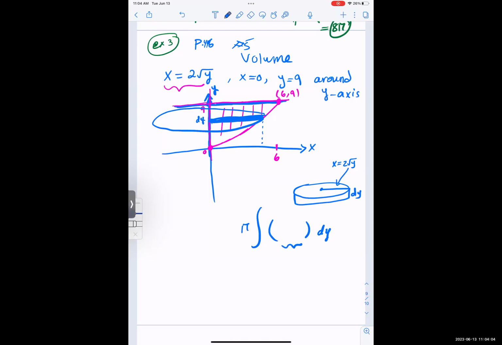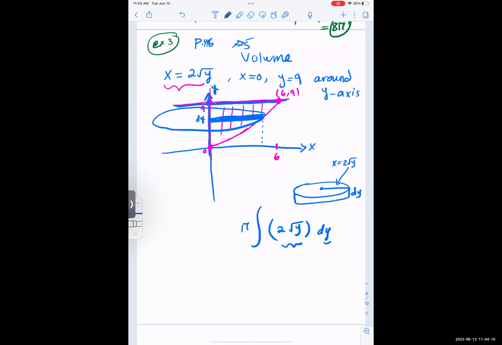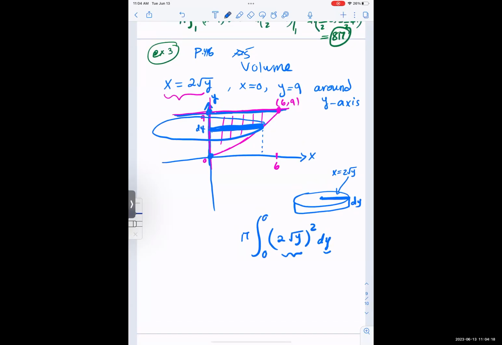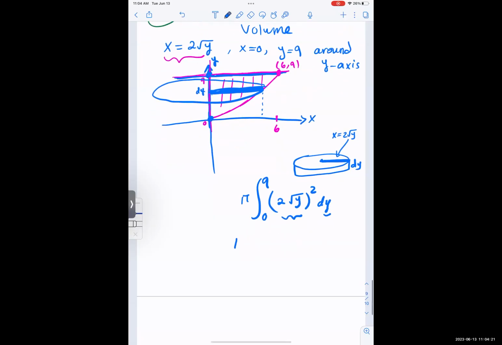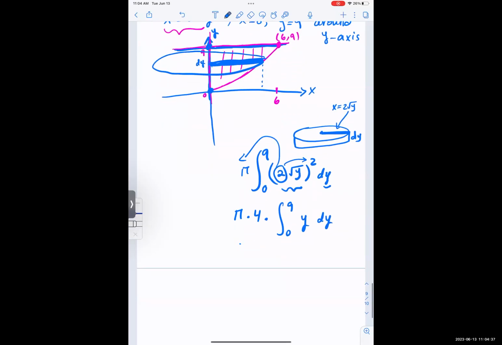So now setting up the integral, I have dy, so I know that in pi r squared, my r squared has to have things in terms of y because that's dy. That's 2 radical y. So pi r squared, that's the radius squared. And then going from minimum and maximum of y, 0 to 9. So that's pi times 4. I can pull that 2 squared, 4, out. And then 0 to 9. Radical y squared cancels to y, dy. So that's 4 pi y squared over 2 going from 0 to 9.